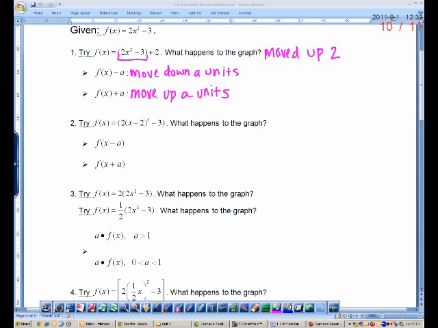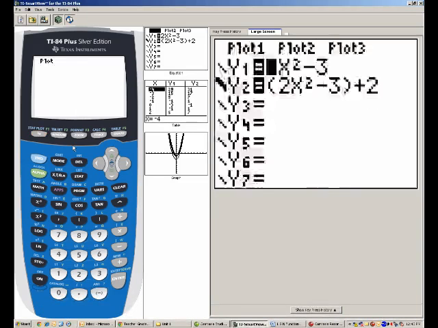On this one, instead of adding or subtracting a number from the whole function, we're only adding or subtracting a number from x. In this case, we are subtracting 2 from just x. Okay? So let's type this in to our y equals. Keep your original function there. You can just type right over the function you had.